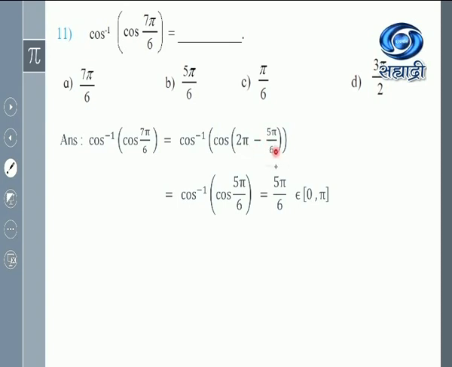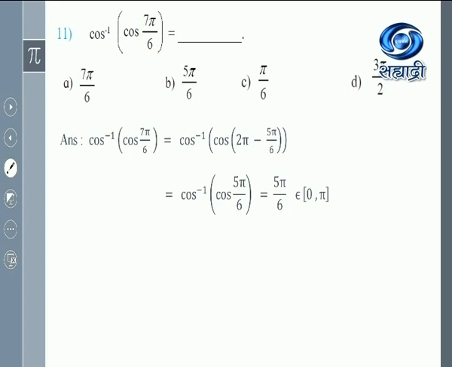Actually, we are using the rules of allied angles. The actual difference is this one, no doubt. But using the rules of allied angles, cos of 2 pi minus theta is cos of theta. This angle comes in the 4th quadrant, all STC rule we are using, so that is positive, and the result is cos of 5 pi by 6. And cos inverse of cos 5 pi by 6 is equal to 5 pi by 6 by using the property, and this 5 pi by 6 now belongs to the closed interval 0 comma pi.